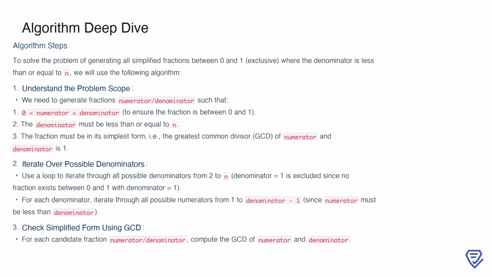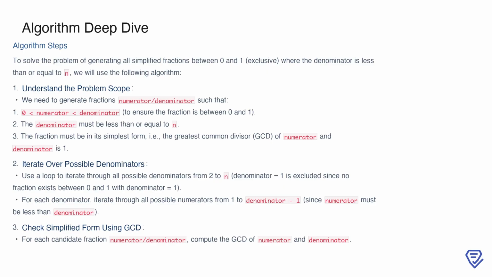To generate all simplified fractions between 0 and 1 where the denominator is less than or equal to n, we start by breaking the problem into clear steps. First, we need to ensure that the fractions satisfy specific criteria. The numerator must be greater than 0 but less than the denominator, the denominator itself must not exceed n, and most importantly, the fraction must be in its simplest form. This means the greatest common divisor, or GCD, of the numerator and denominator must be 1.